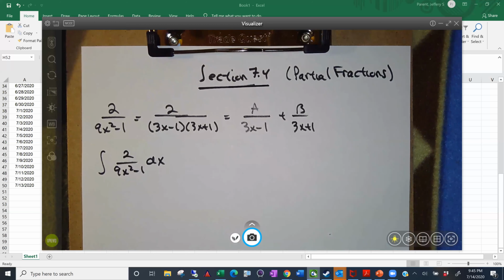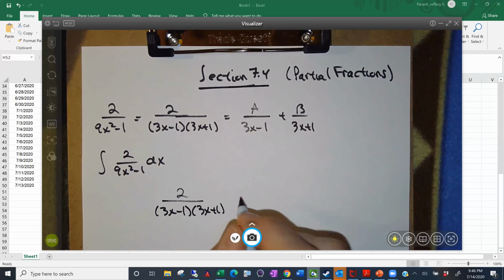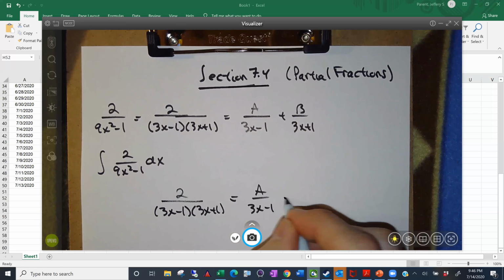Well, there's a couple ways. I'm only going to do one in this particular problem, but there's a couple ways. And let's start with this equation right here. So 2 over (3x minus 1) times (3x plus 1) equals A over 3x minus 1 plus B over 3x plus 1.